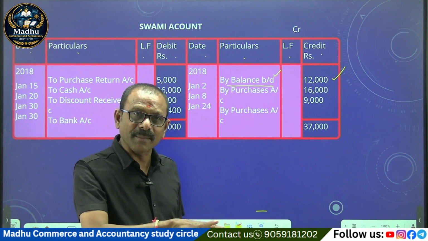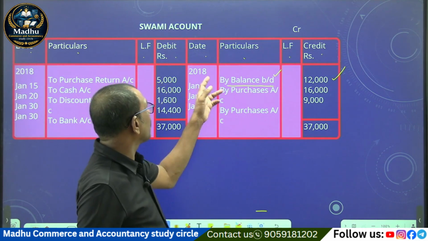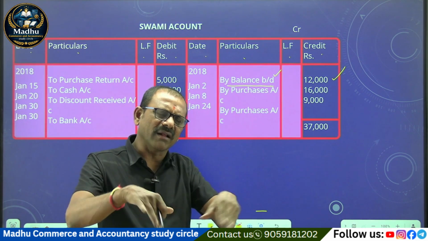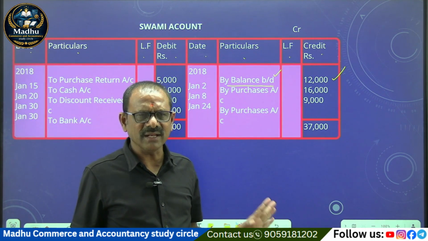Due from means debit side we recorded in the previous problem. Here due to means which side we recorded? Credit side. That is the only difference. Remaining all things are the same.